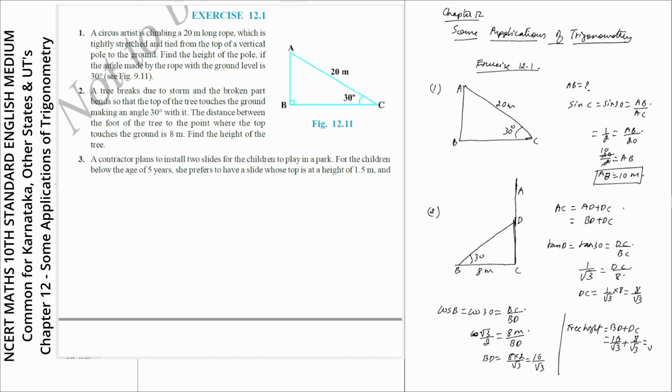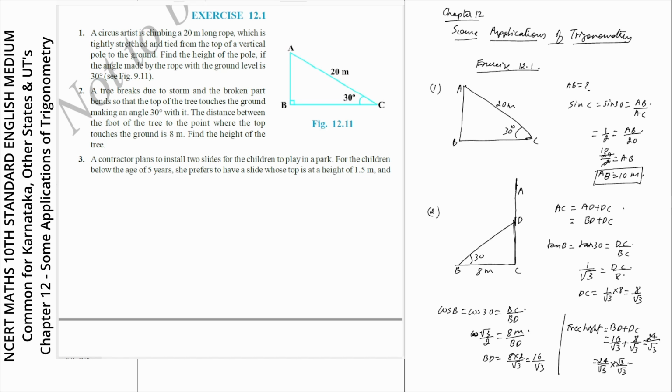So this is equal to, LCM is root 3. So 16 plus 8 is 24. So 24 by root 3. In the denominator, root 3 is there, which is an irrational number. To rationalize it, I can multiply and divide by root 3. Effectively there is no change if I multiply both numerator and the denominator by the same value.